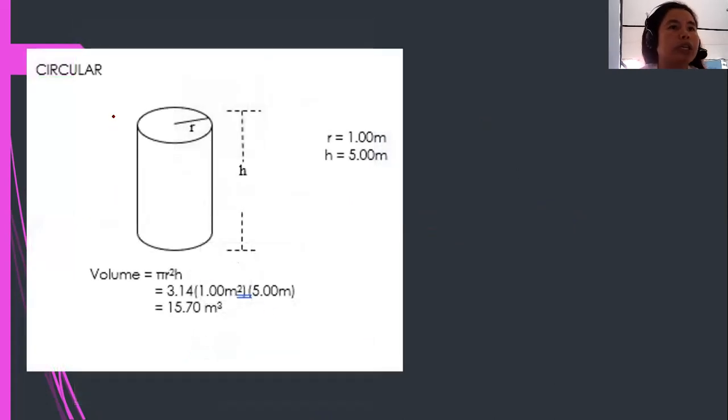Okay, how about the circular, or the cylinder? We have the height, which is 5 meters, and the radius, which is 1 meter. The formula is volume equivalent to pi r squared times height, wherein pi is 3.14, the radius is 1 meter squared, and the height is 5 meters. So you multiply all of these, and the answer is 15.70 cubic meters.